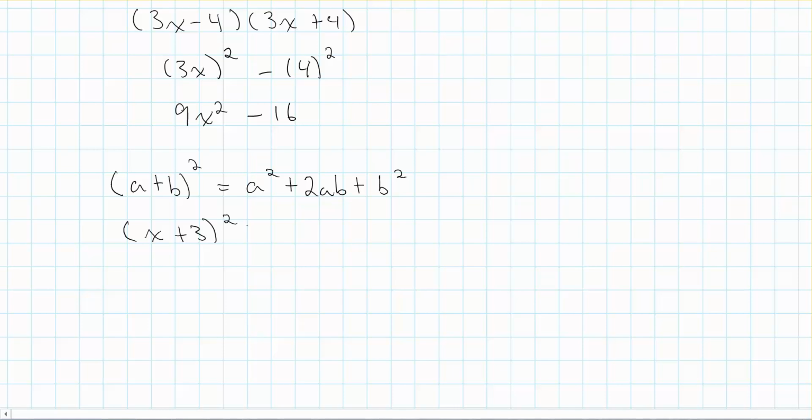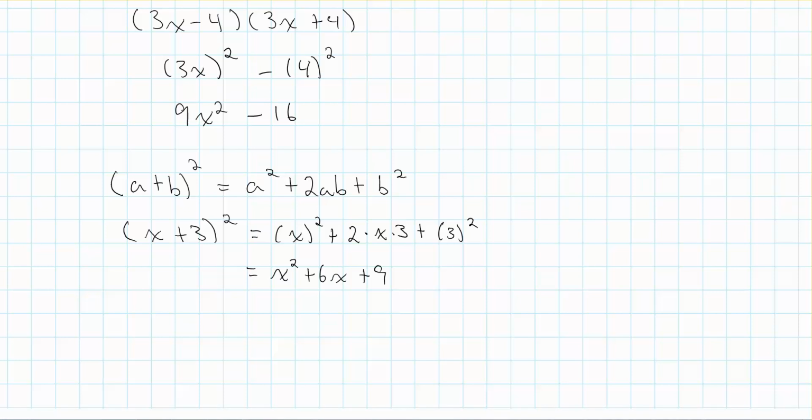And we'll go ahead and do this two ways. We'll use the formula first. So the formula says that this would be quantity x squared plus 2 times x times 3 plus quantity 3 squared. And so that would simply be x squared plus 6x plus 9.